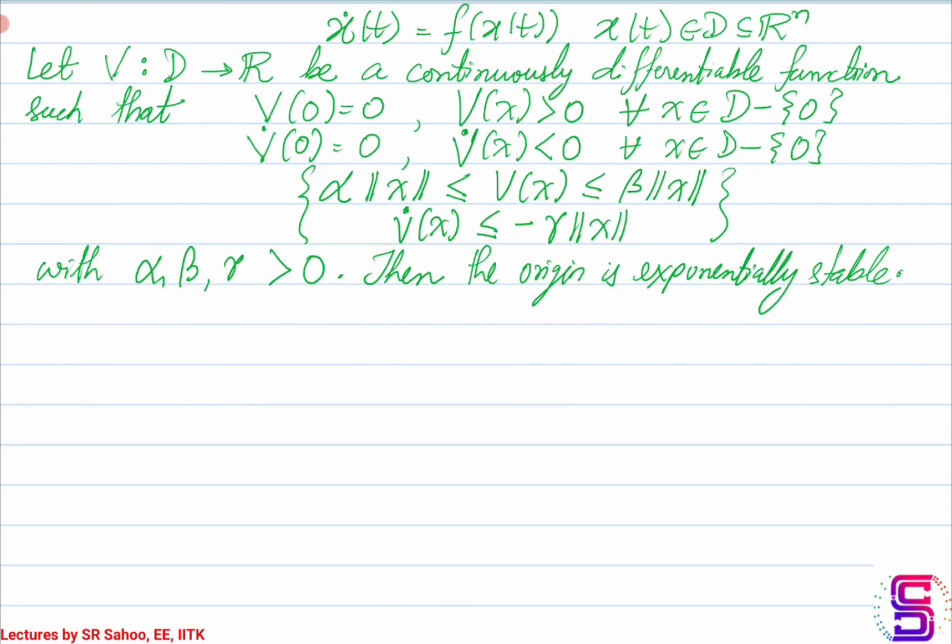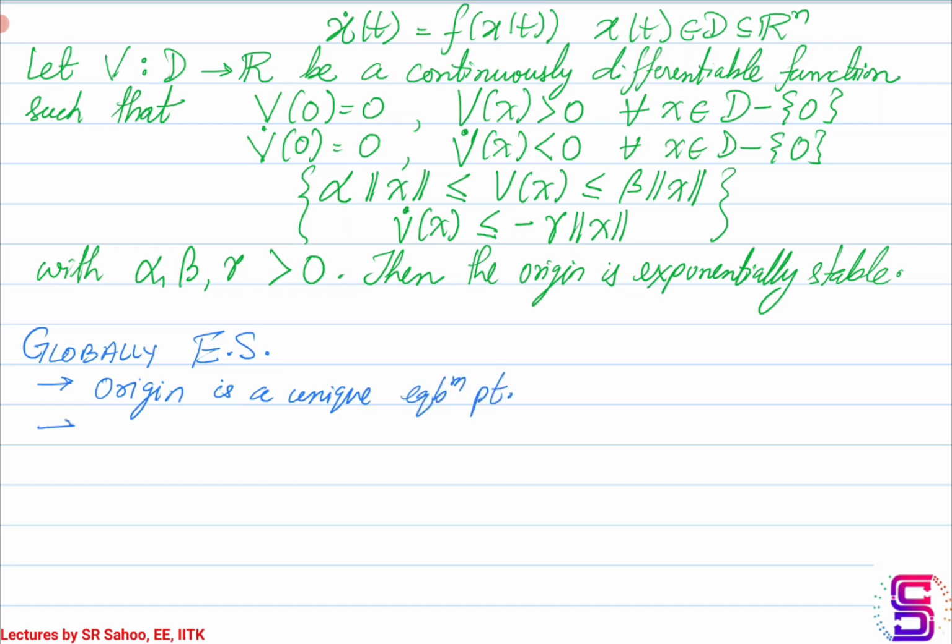Now if you want this to be globally exponentially stable, then what you have to add is that the origin is a unique equilibrium point, and D is Rn. You notice here I am not explicitly writing that V has to be radially unbounded. Why? Because V is lower bounded by some scaled version of the norm of x, and the norms are always radially unbounded.